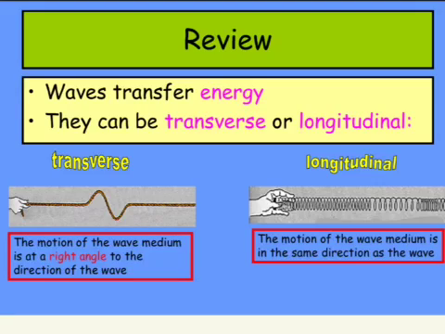But transverse waves, remember, are waves in which the motion of the wave medium is perpendicular, or at right angles, to the direction of the wave. So in transverse waves, the particles are moving up and down as the wave travels in one direction. Longitudinal waves, remember, in this case, the motion of the wave medium is in the same direction as the wave. So the particles are moving back and forth this way, and the wave is traveling in basically the same parallel direction.